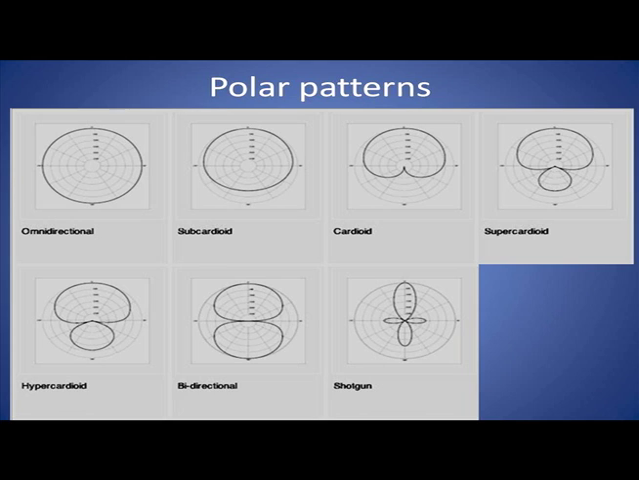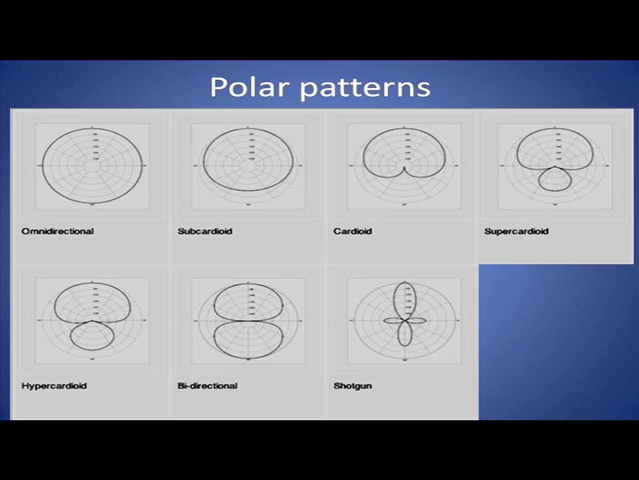The polar pattern of a microphone is the sensitivity to sound relative to the direction or angle from which the sound arrives, or how well the microphone hears sound from different directions. The most common types of polar patterns are cardioid, supercardioid, omnidirectional, and figure 8, or bidirectional.